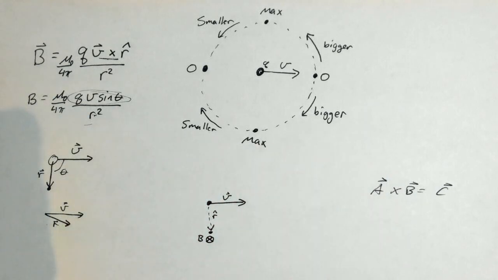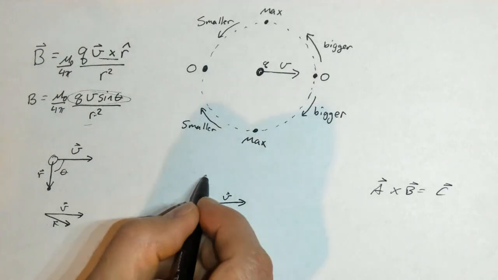That represents the tail feathers of an arrow flying away from you. Okay, or we can just write "into," and sometimes we just put an X there. So all of these are synonymous with into the page. All right, now what about up here?